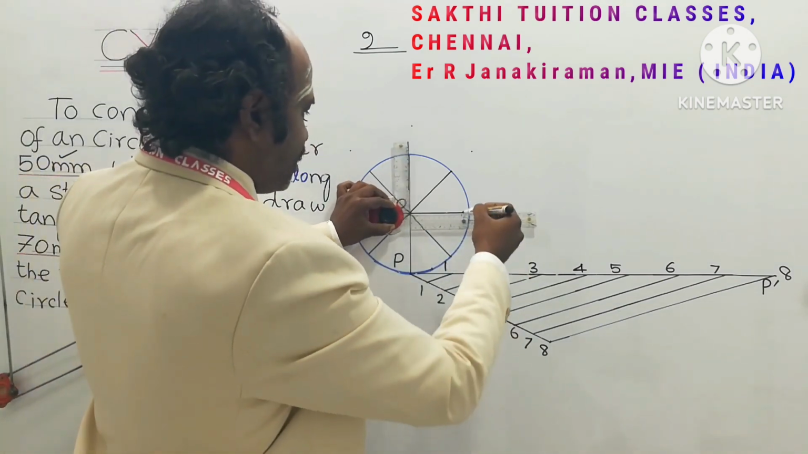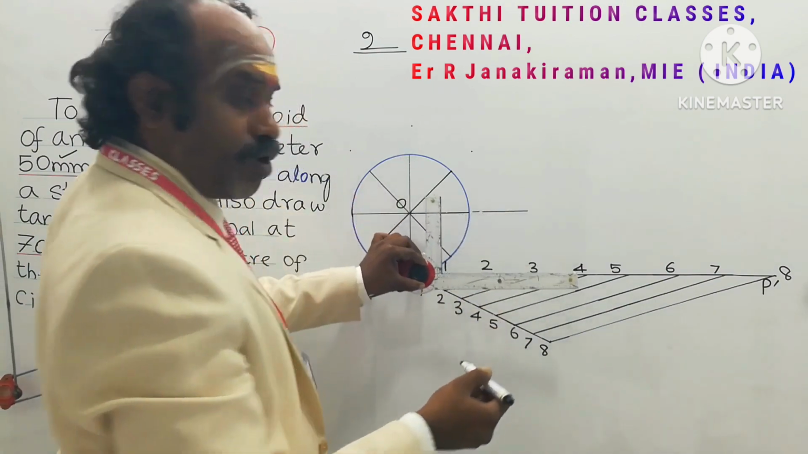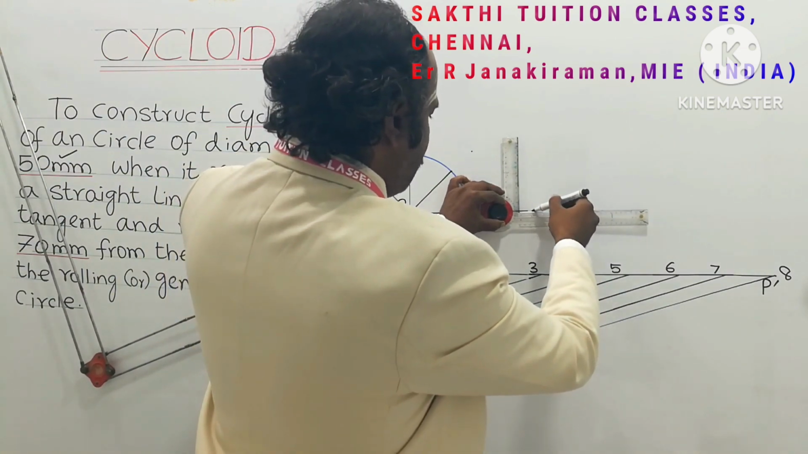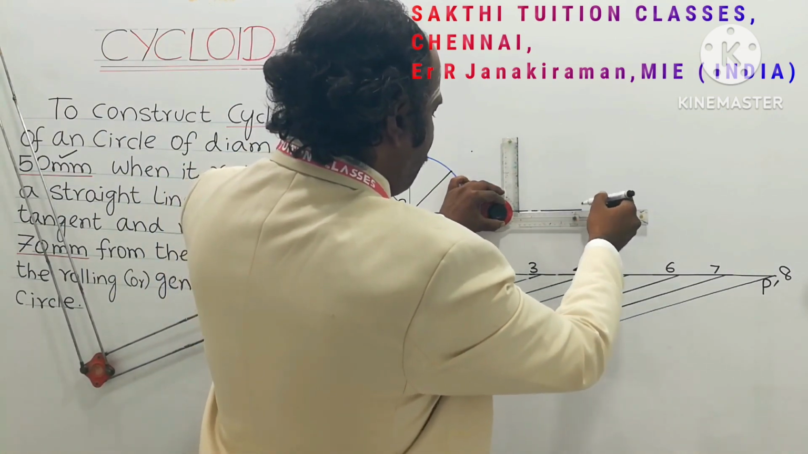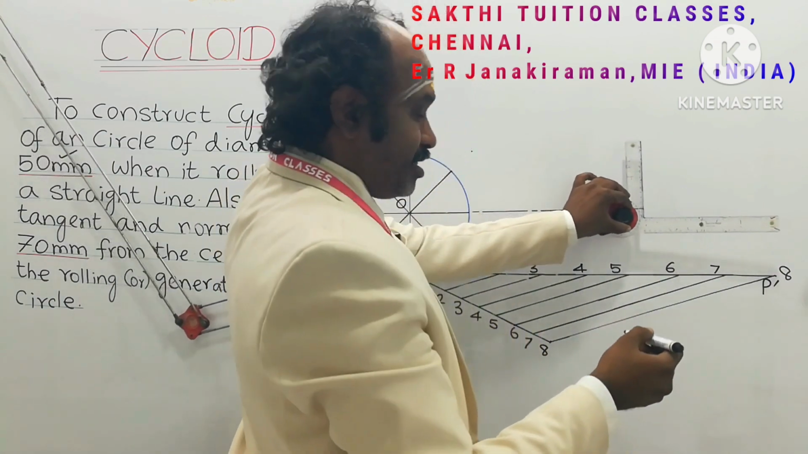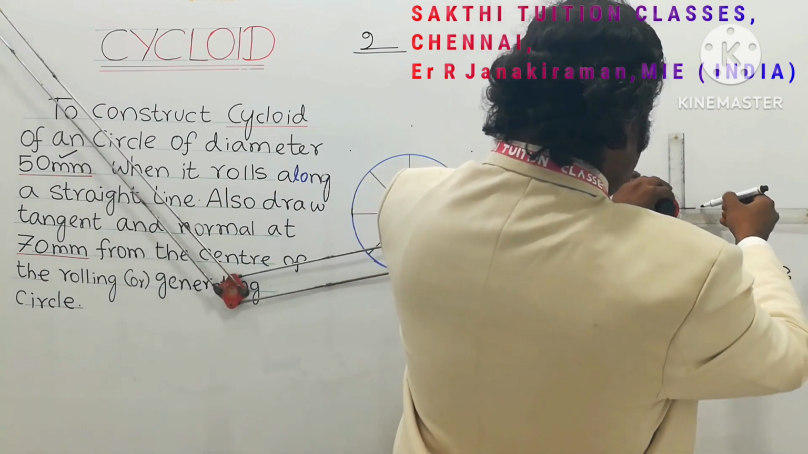Draw the center line passing through O of the circle. This is called the axis line or the center line. It's a broken line drawn like this: lengthy line, gap, short line, gap, lengthy line, like this. It's called an axis or a center line. It's a discontinuous line drawn like this.